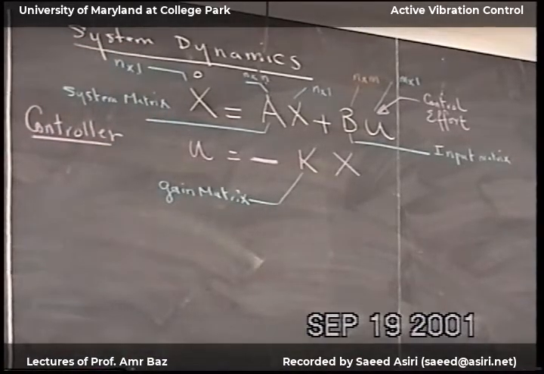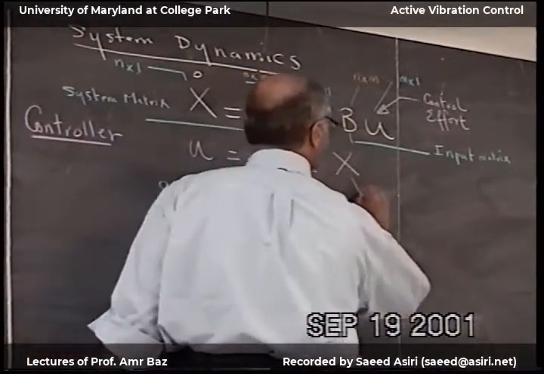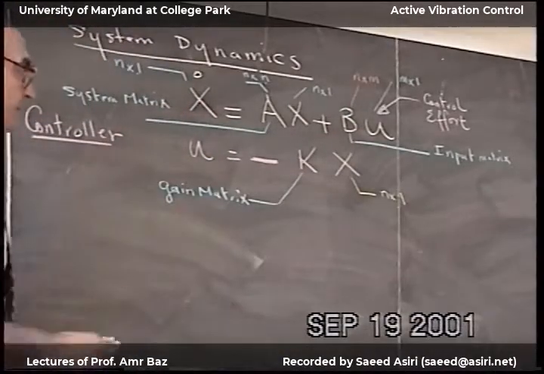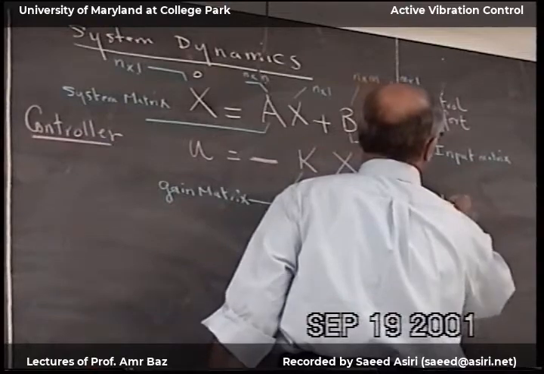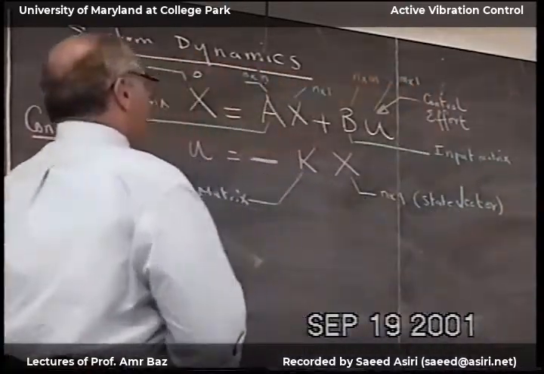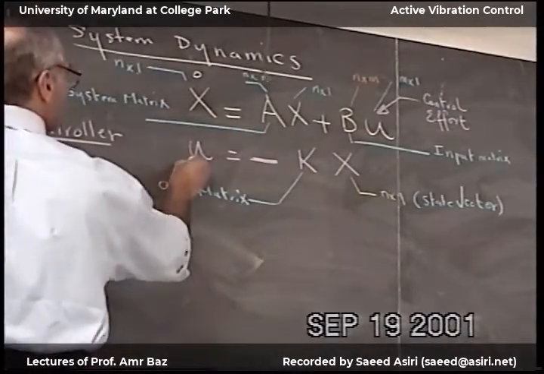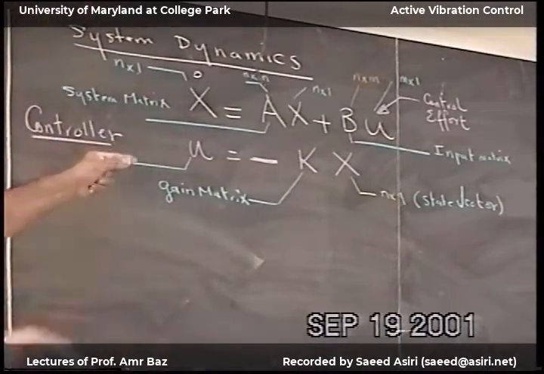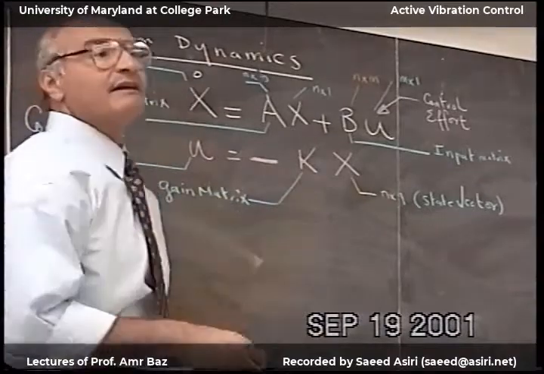Now, if you look at the dimensions again, the x is n by 1. That's the state vector. The u, already we gave it a number of actuators. I have m actuators. So I have a vector of m. So now the K here will be m by n.